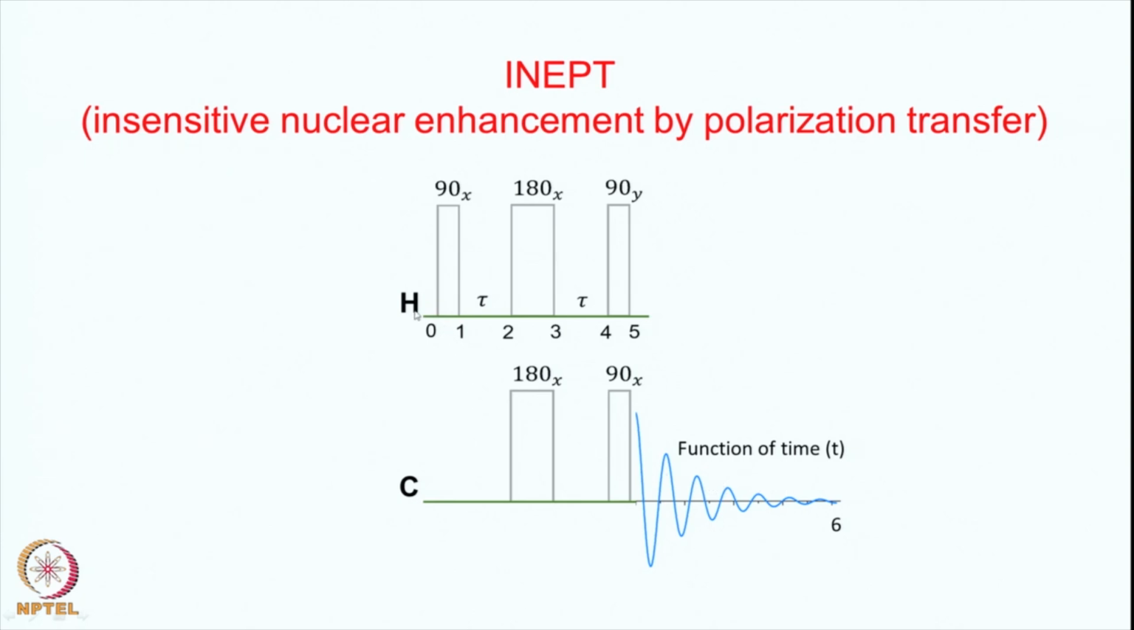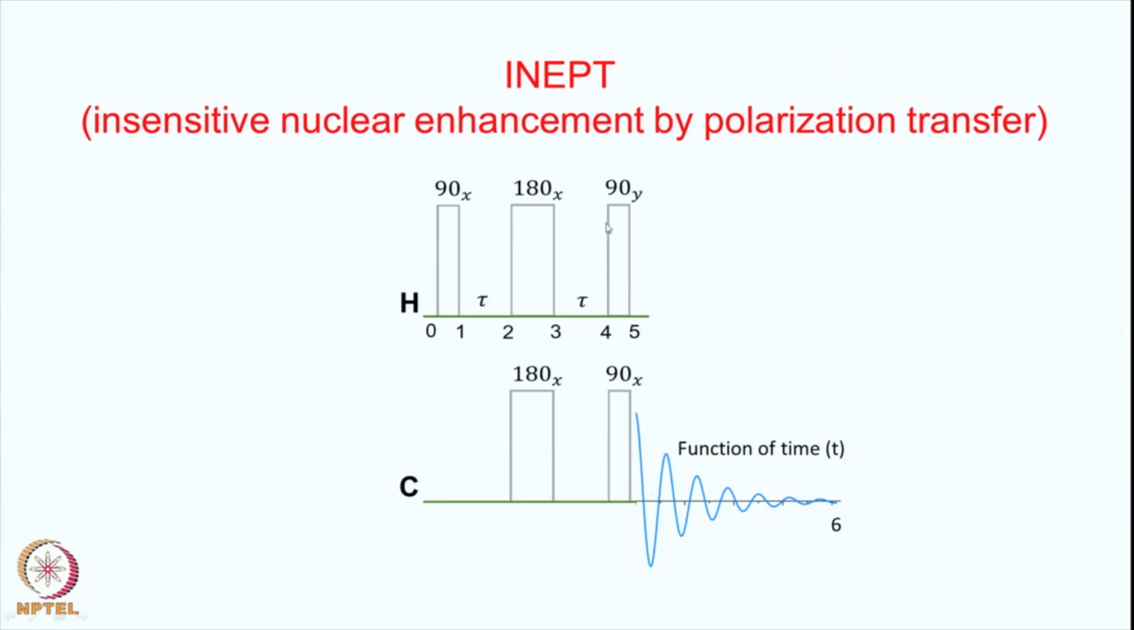So, the pulse sequence for this is shown here. On the proton channel you apply these pulses, you have a 90x followed by tau, and then you have a 180 degree pulse which is applied simultaneously on both proton and the carbon channels. Then you have another time period tau, which is followed by a 90 degree pulse on the proton channel and a 90 degree pulse on the carbon channel, and this is the FID.